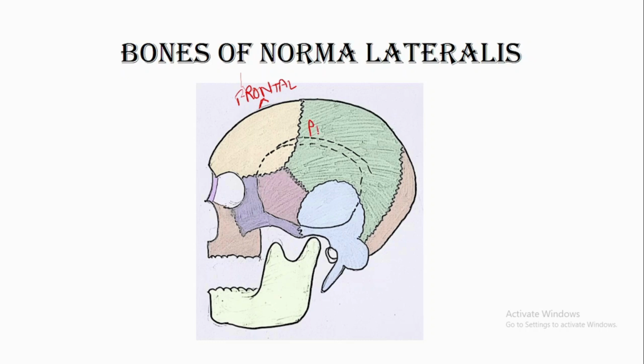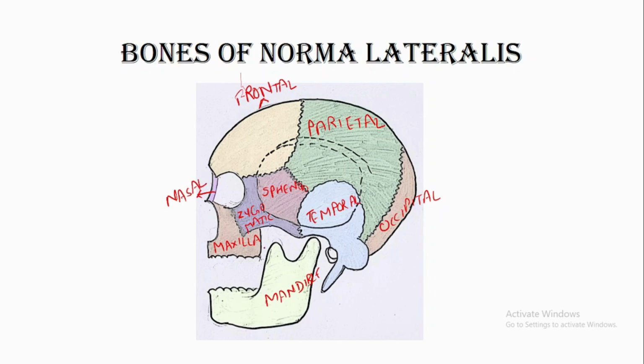This green colored bone is the parietal bone. This is the occipital bone, the temporal bone. This is the greater wing of sphenoid, zygomatic bone, maxilla, mandible, and this is the nasal bone.